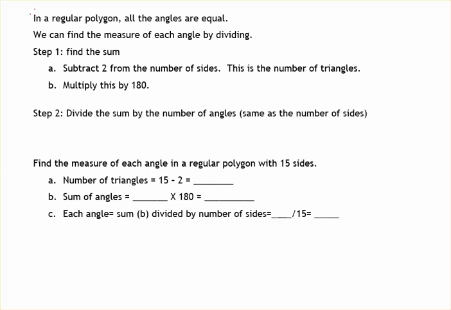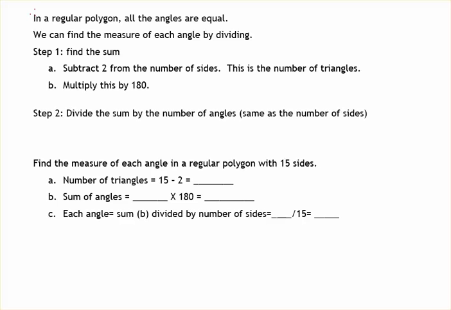Let's take this a step further. In a regular polygon, all the sides and angles are equal. We can find the measure of each angle by dividing. Step 1, we start with exactly what we were doing above. We're going to find the sum. That means we subtract 2 from the number of sides and multiply by 180. Step 2, we divide the sum by the number of angles, which is the same as the number of sides.